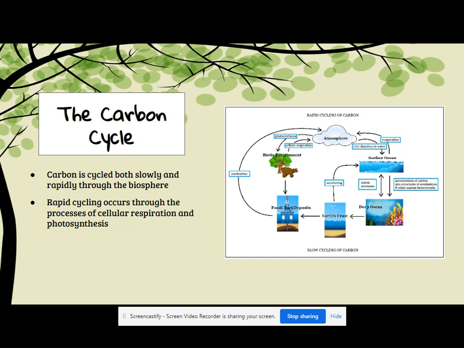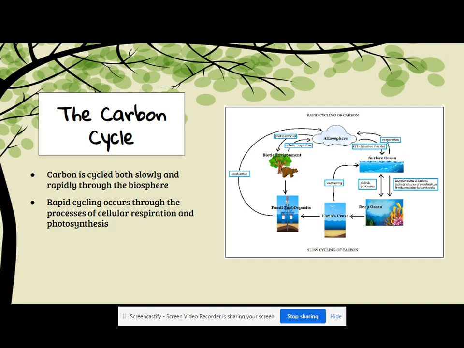Now that cycle is perfect. A little bit extra might be made when things die. A little bit more might be absorbed by the ocean and by forests. But carbon, for the most part, is in a perfect cycle.